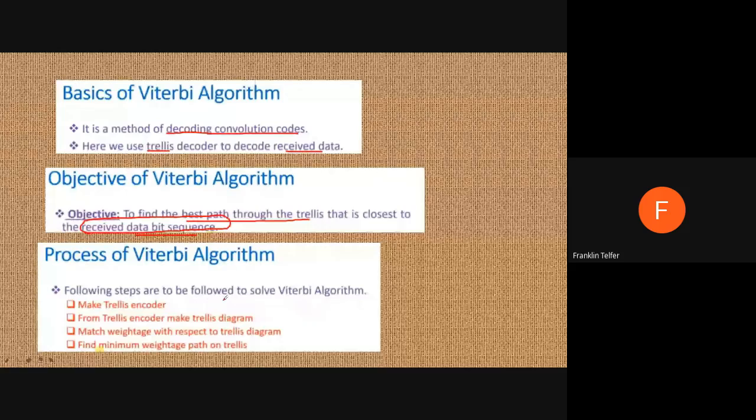The following steps are to be followed to solve the Viterbi algorithm. We have to make sure this has been followed.